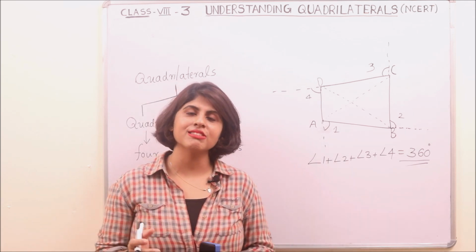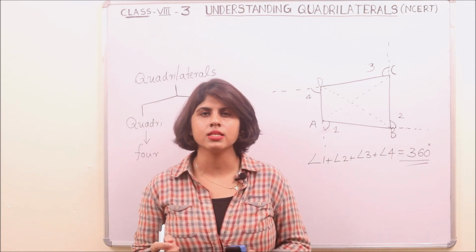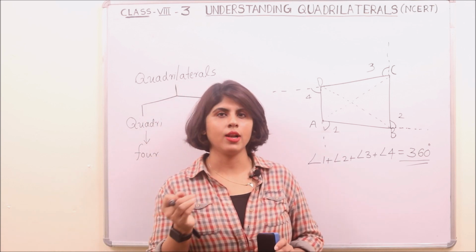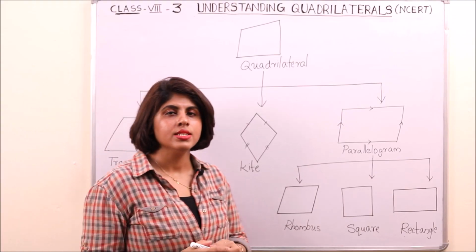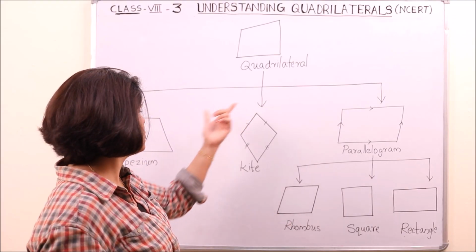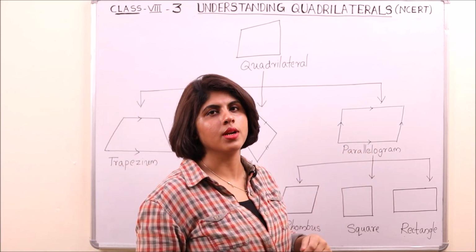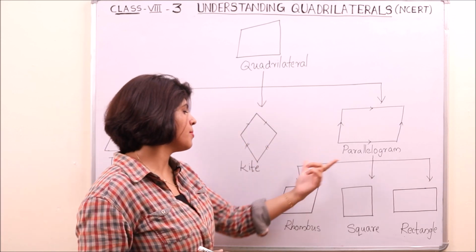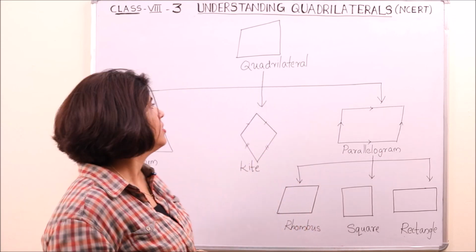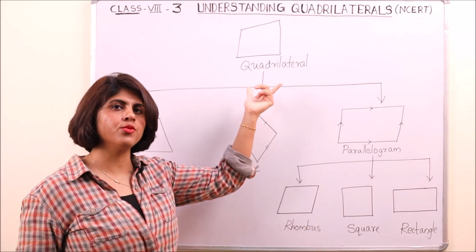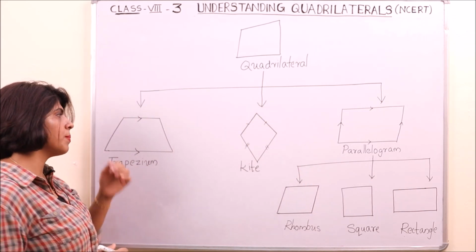Based on the special characteristics of sides and angles, quadrilaterals are mainly of three kinds: trapezium, kite, parallelogram. Now we can see the different kinds of quadrilaterals. Quadrilaterals are mainly classified into three types, that is trapezium, kite, parallelogram, right? And the parallelogram is again classified into rhombus, square and rectangle. We have quadrilaterals, polygons having four sides, and all these figures have four sides, right? So first one, trapezium.